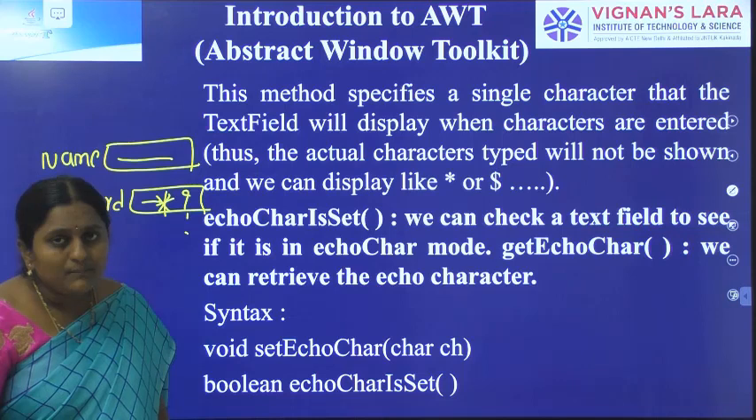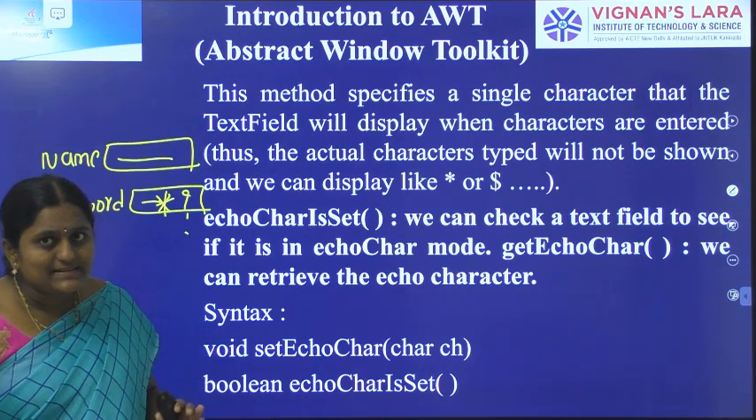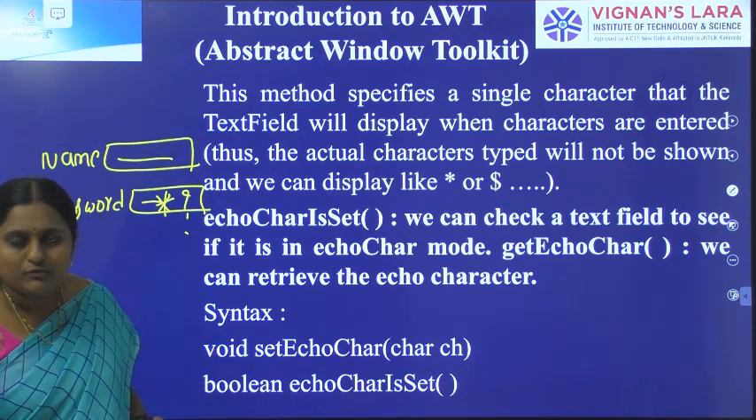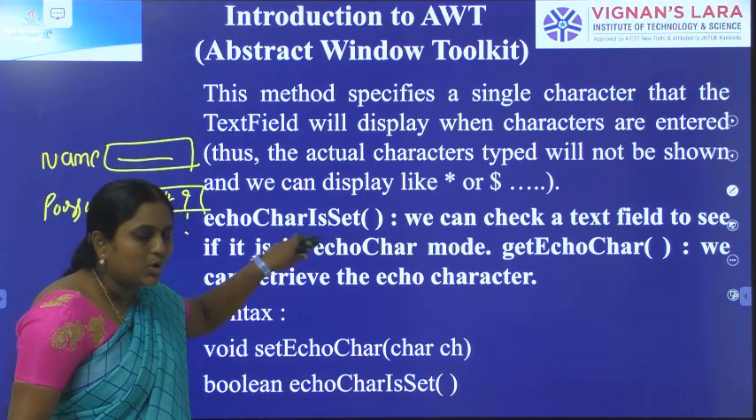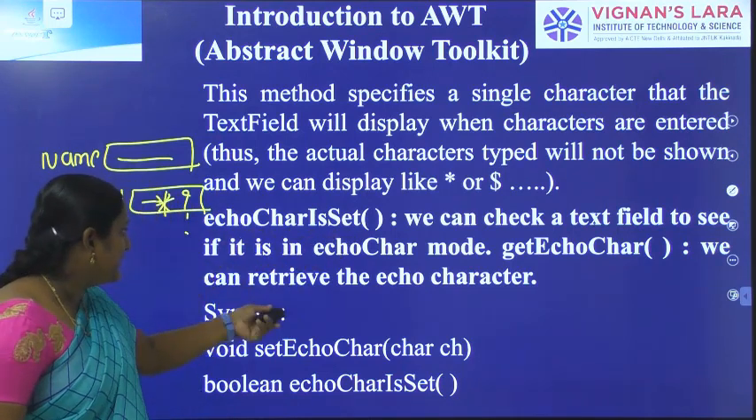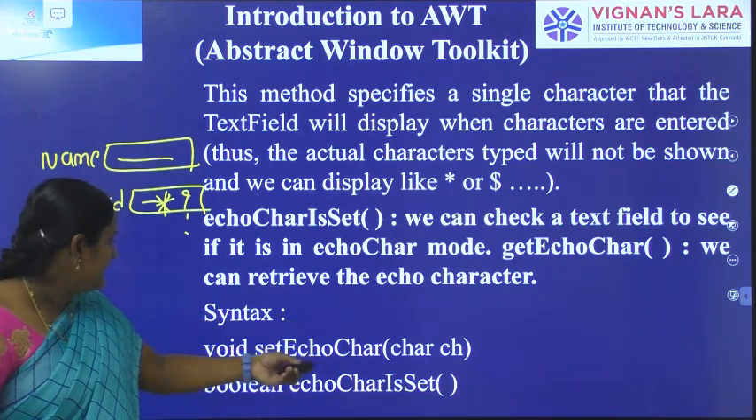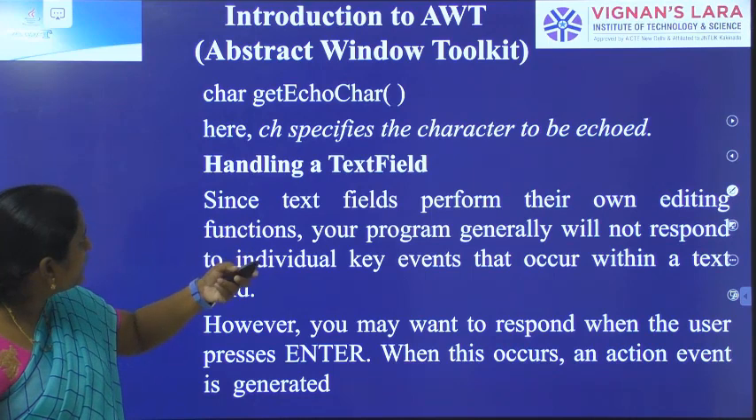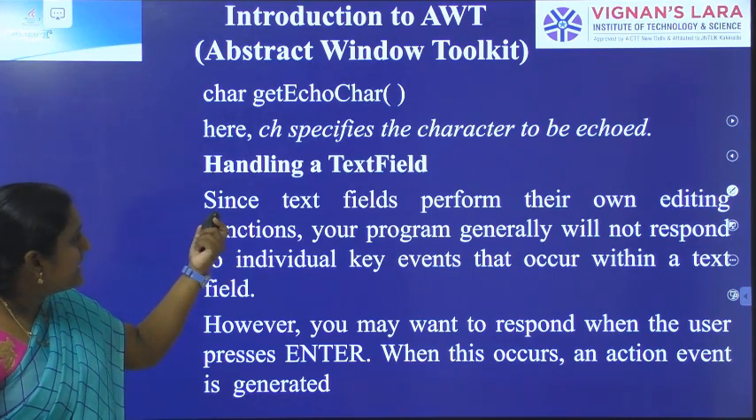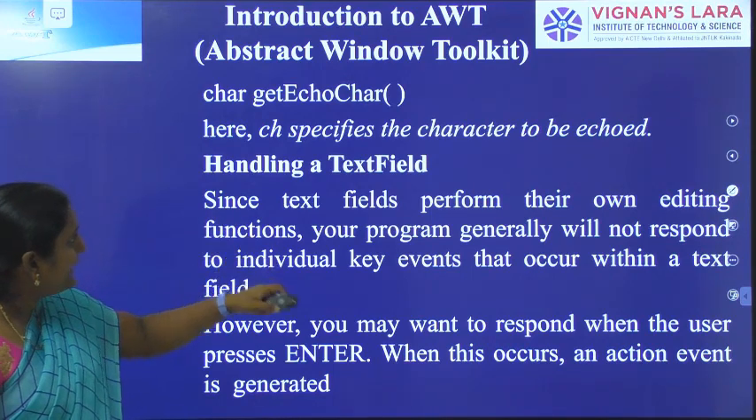We want to know whether a particular text field has an echo char or not. How do we know? By using the echoCharIsSet method. It retrieves whether an echo character is set. Next one, getEchoChar, which returns the character type. ch specifies the character to be echoed.